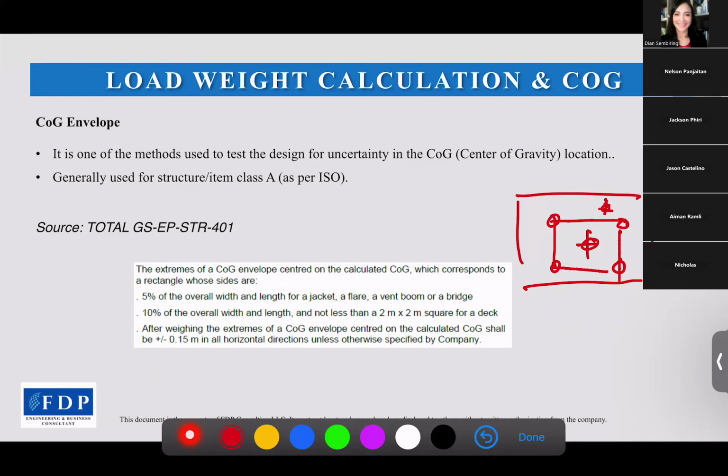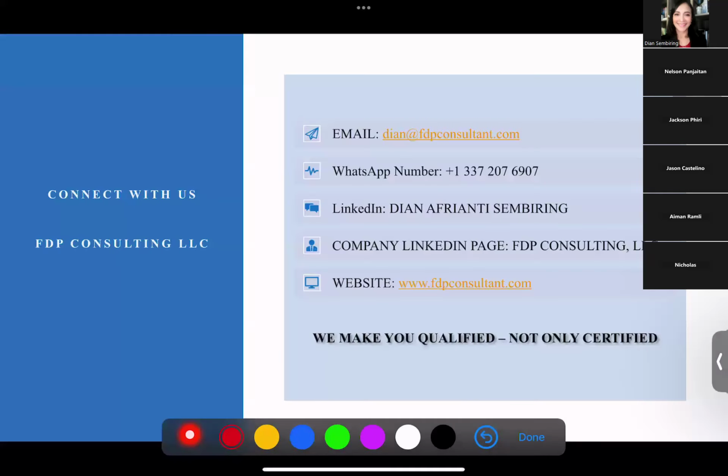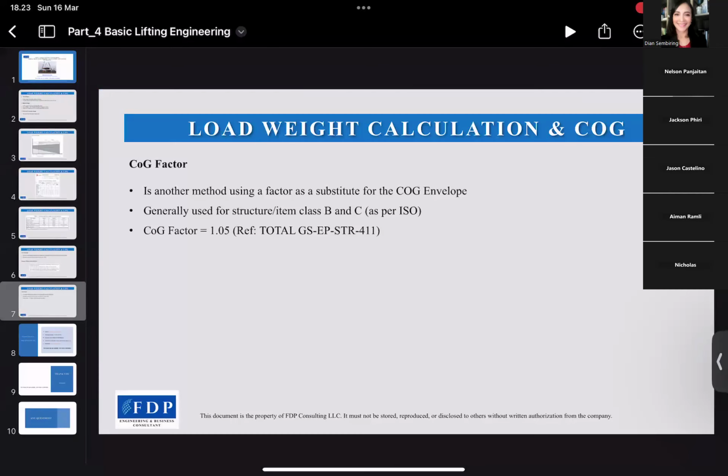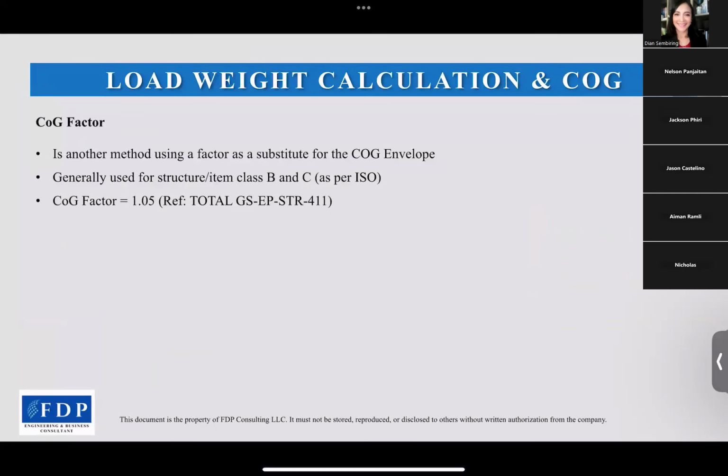Any questions up until here? I think that's all the topic for the lifting, for the weight, COG and load distribution.